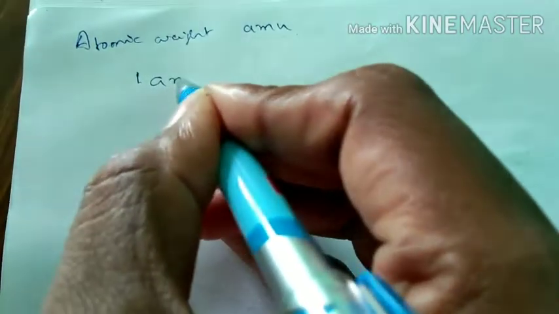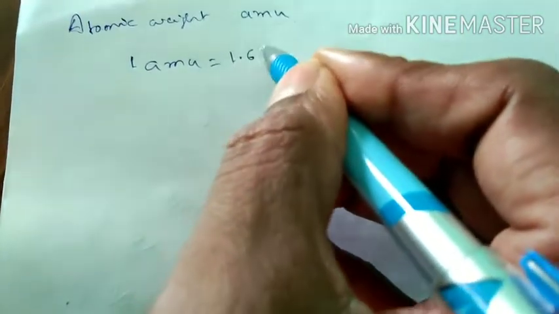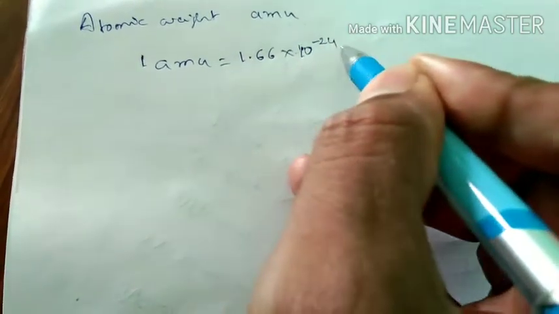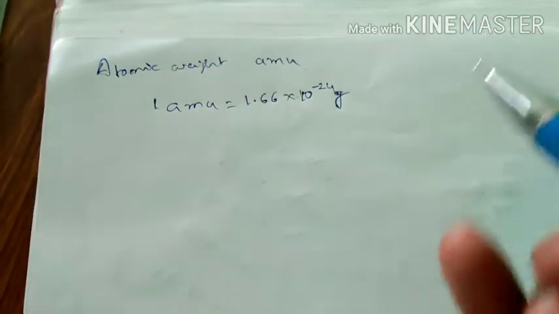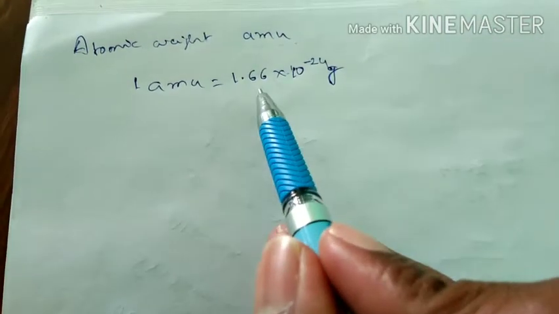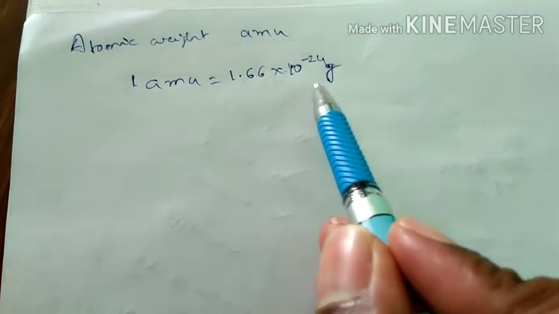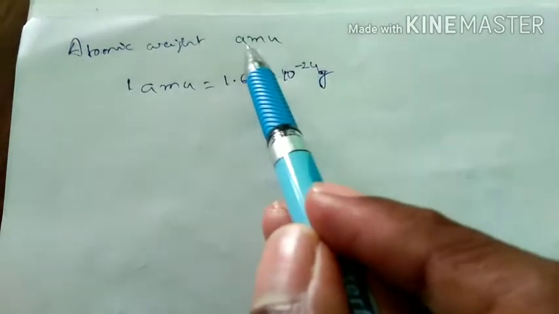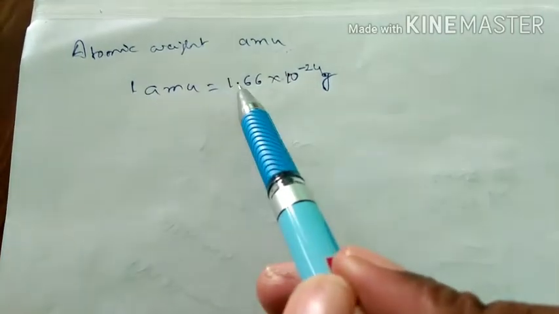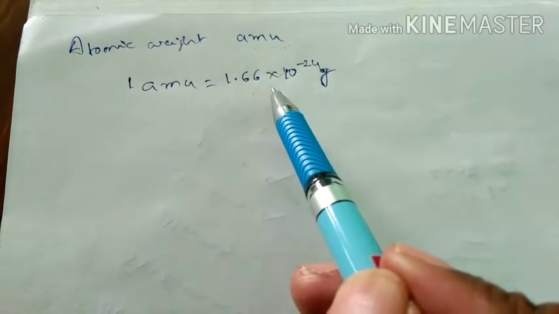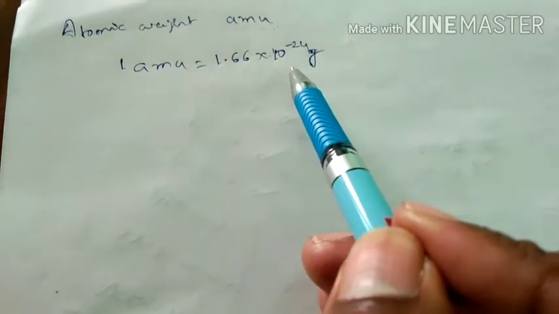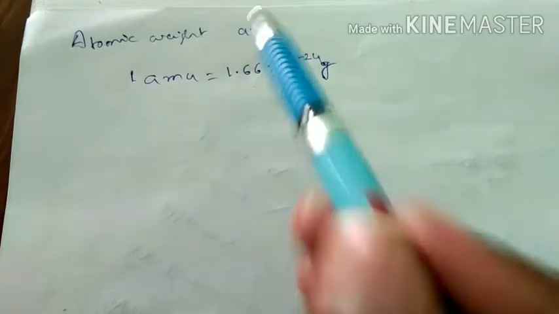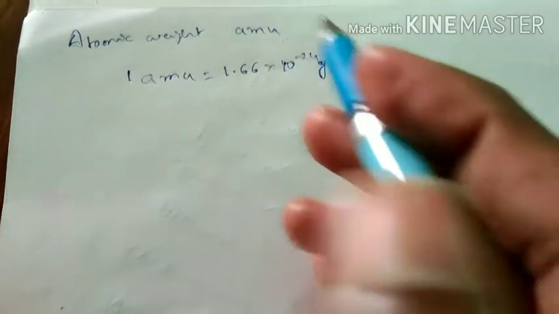1 AMU value is equal to 1.66 into 10 to the power of minus 24 grams. It is a very small value. What I discussed, atomic weight is expressed in AMUs. 1 AMU is equal to 1.66 into 10 to the power of minus 24 grams. AMU means atomic mass unit.